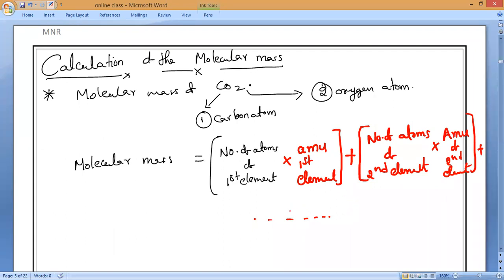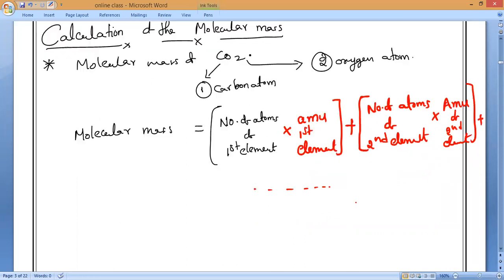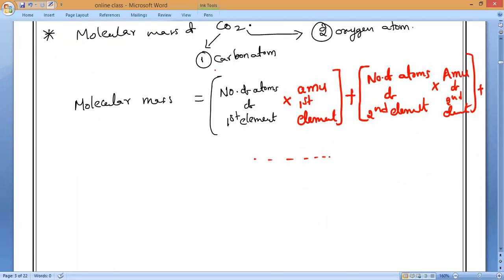If a third element is coming, what will come in the formula? Anybody can tell me? Number of atoms of third element into atomic mass of third element. That is what you have to remember. Now, apply it here. Molecular mass of CO2 I have given.